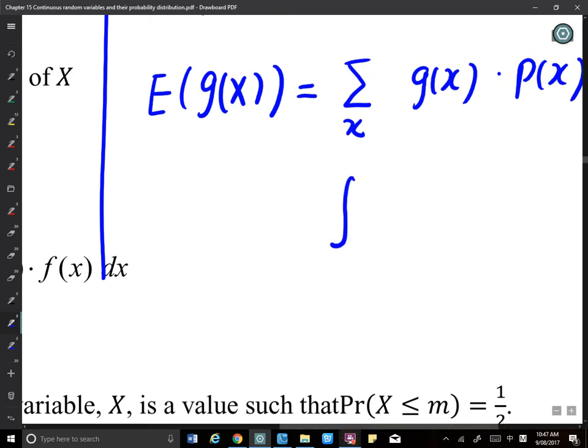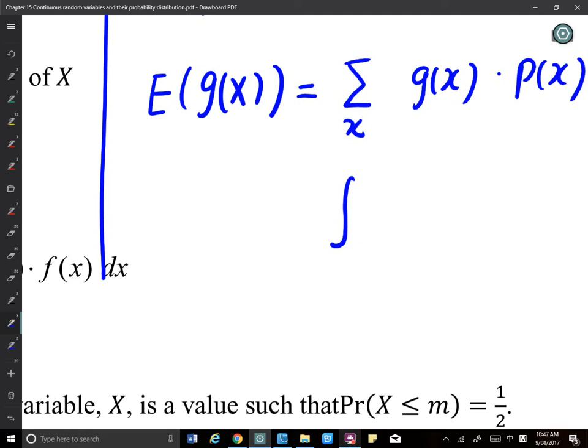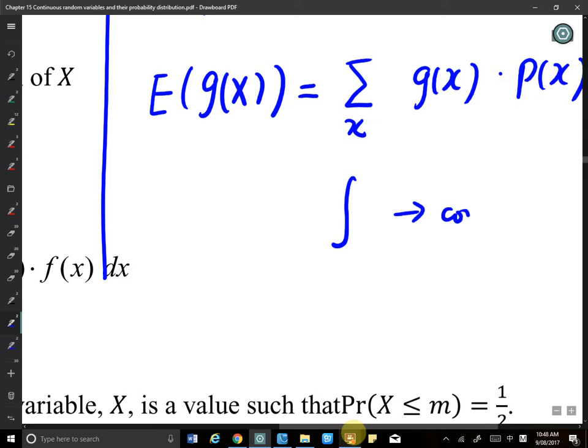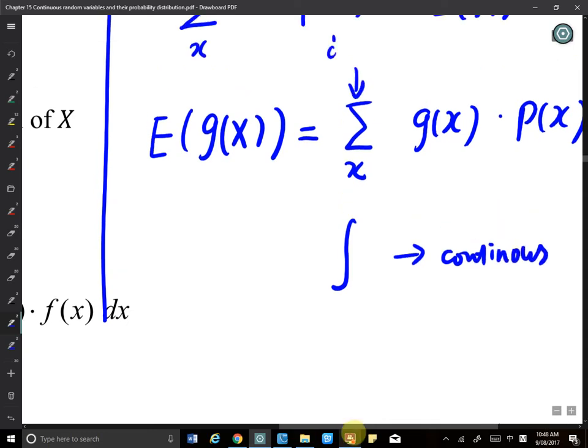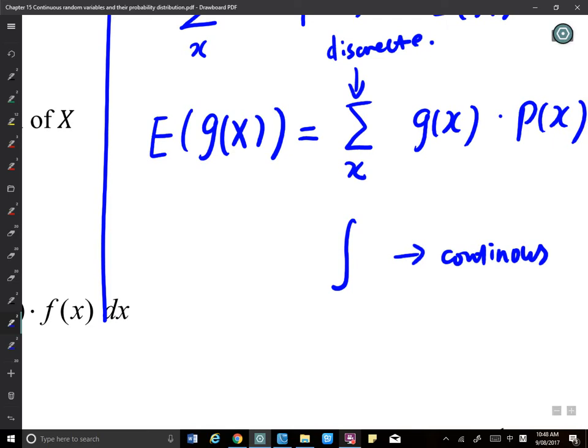Integral is a sum as well. It's the sum of all the area under the curve, the sum of all the y values. But this is for continuous, and that is for discrete. So they are the same thing. They are all the sum of some values.